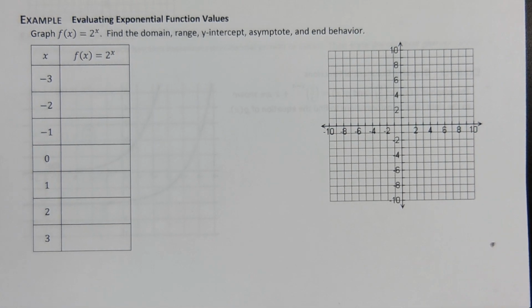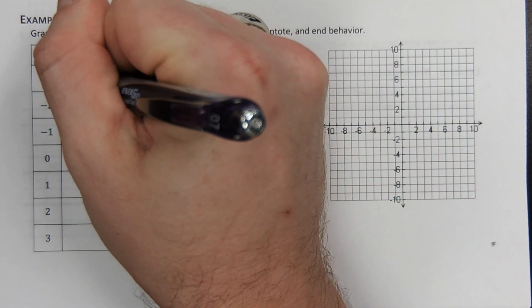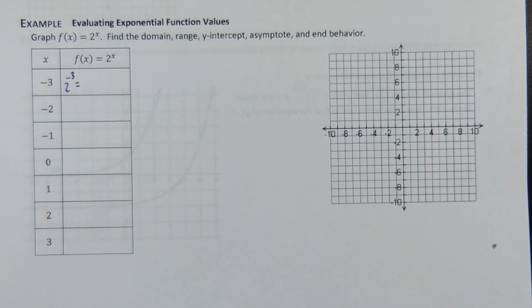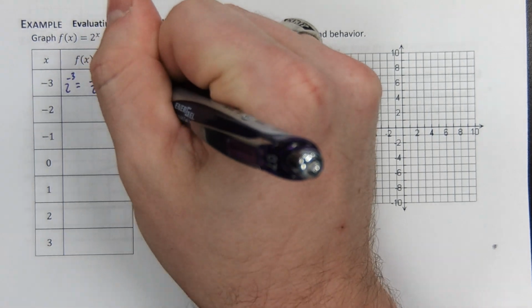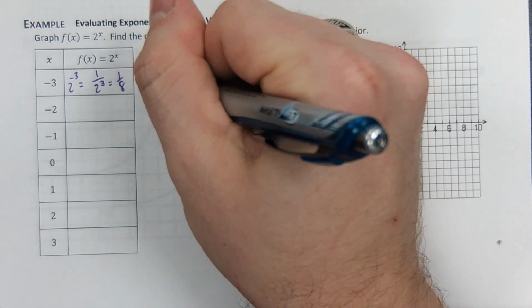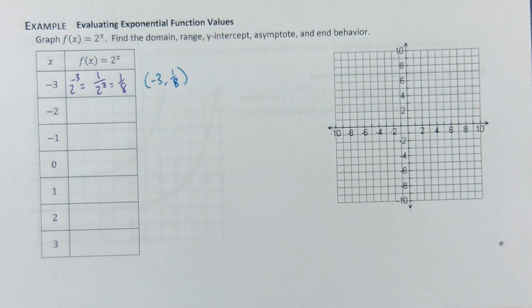Purple feels like a good color for this. Let's see what happens when x is -3. 2 to the -3. If you can dust off the knowledge from before the break, negative exponents move across the fraction bar, so we'll have 1 over 2 to the 3rd, which is 1/8. So this coordinate is going to be at -3, 1 over 8. It's already really close to 0.